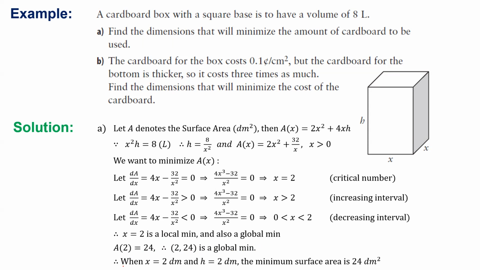So we can make the conclusion. When x equals 2 decimeters and h equals 2 decimeters, then the minimum surface area is 24 square decimeters. So be careful with the unit here. If we have liters here, you should use the corresponding unit for length, which is decimeters, right?